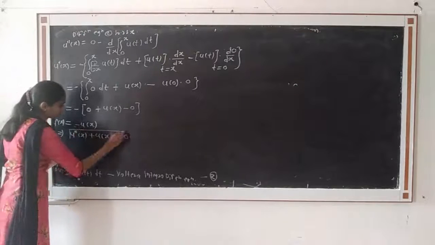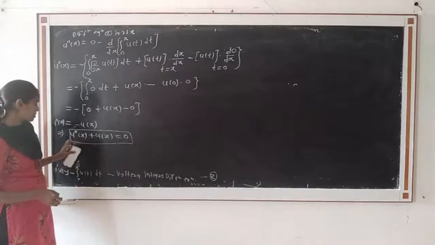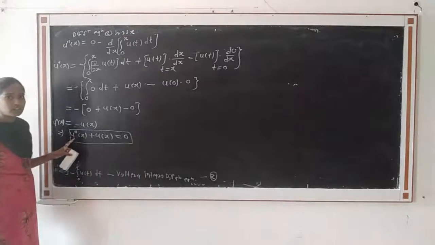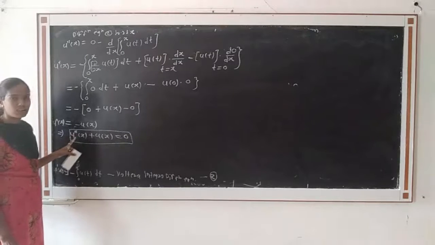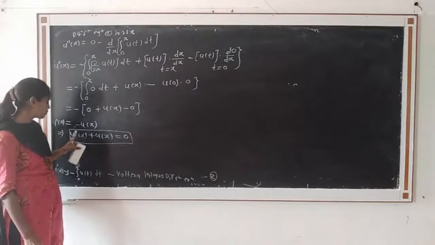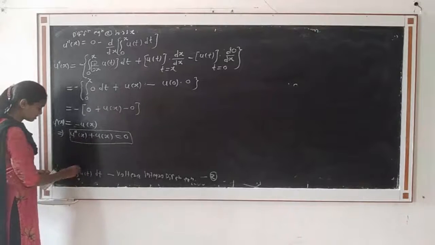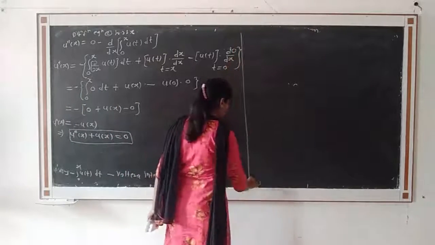Here we get the ordinary differential equation is of order 2, and we have to find the initial conditions. Since the order is 2, we have to find two initial conditions. Then here we find the initial conditions.